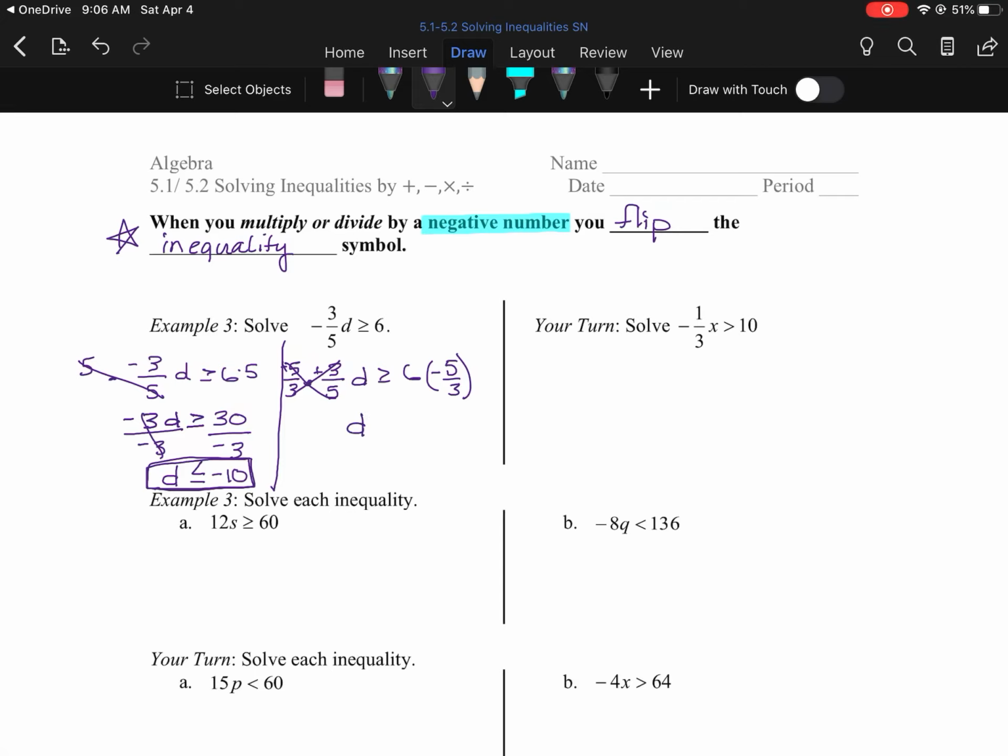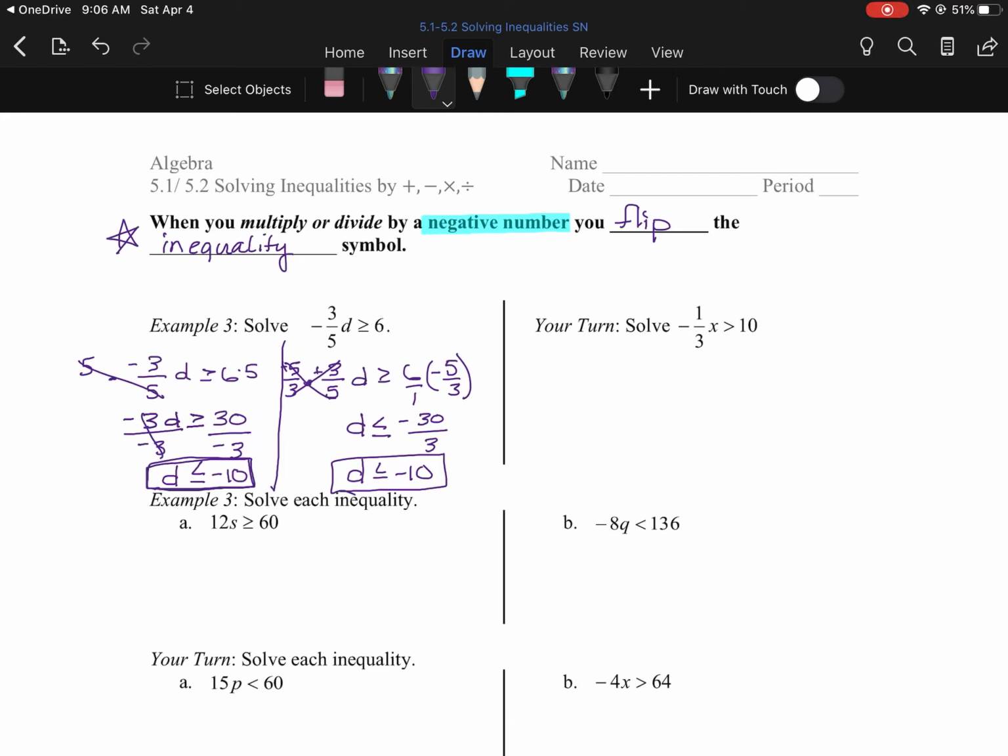My 3's cancel, my 5's cancel, 2 negatives make it a positive, so I'm left with D. I multiplied by negative, so I need to flip that sign, so it becomes D is less than or equal to. And now I can just multiply my fractions straight across. 6 times negative 5 is negative 30. 1 times 3 is 3. And then negative 30 divided by 3 is negative 10 again.